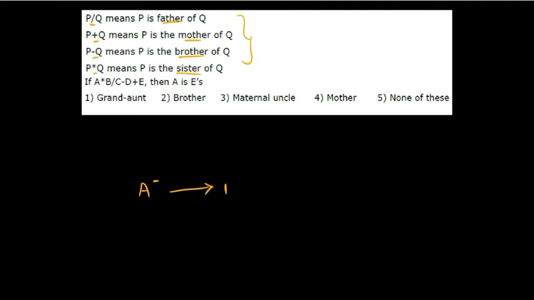Now look what I am doing. I am just writing with the symbol here, minus, because she is a female. It is given A is sister, so definitely she is a female. Now slash means father, so B slash C means B is father of C. Now C minus D, minus means brother, so C is brother of D.